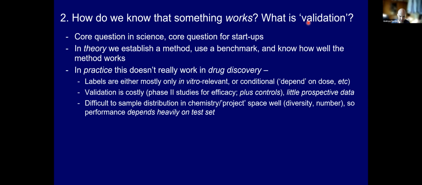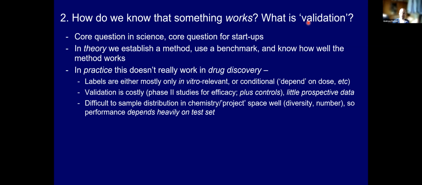But in drug discovery, that's difficult. Labels are mostly only in vitro relevant, I will come to that word in a few slides, or conditional, so they depend on those. We cannot label our data properly, is the point here. I will outline that in a bit. Prospective validation is very costly, so you cannot really do that. And it's difficult to sample the distribution in chemistry or project space well.